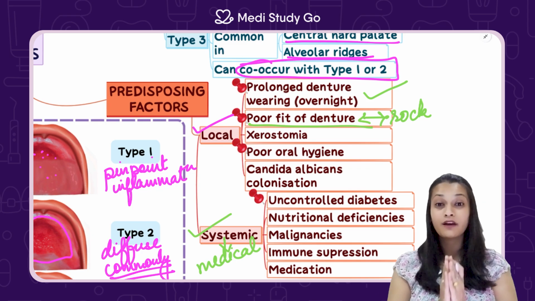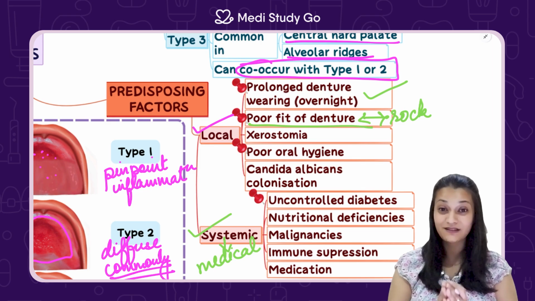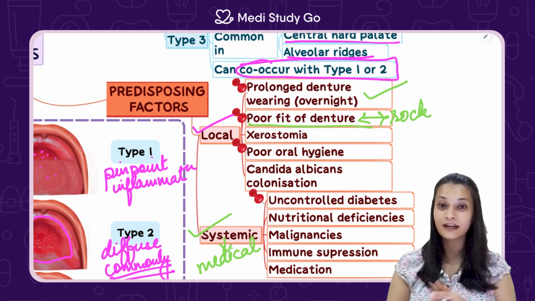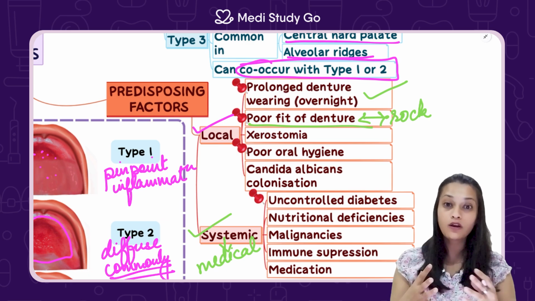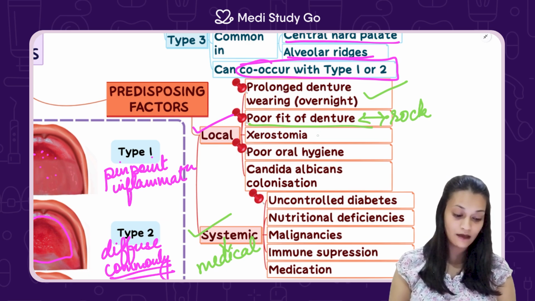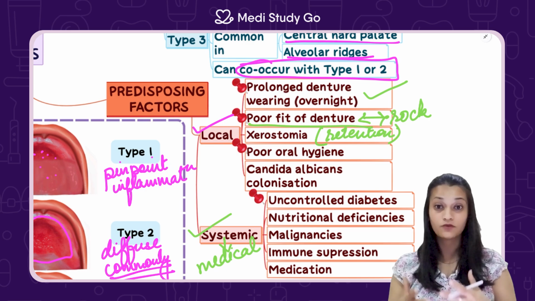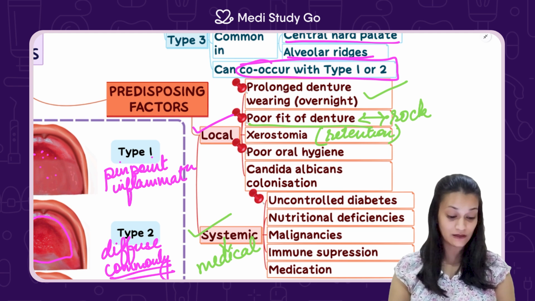Xerostomia. Now we have learned about the factors of saliva. Do you remember? Adhesion, cohesion, interfacial surface tension. All of this was so important when we were talking about retention. Now I know that my saliva is absent. There is xerostomia, Sjogren's syndrome. What's going to happen? It's going to again cause friction to your underlying mucosa.